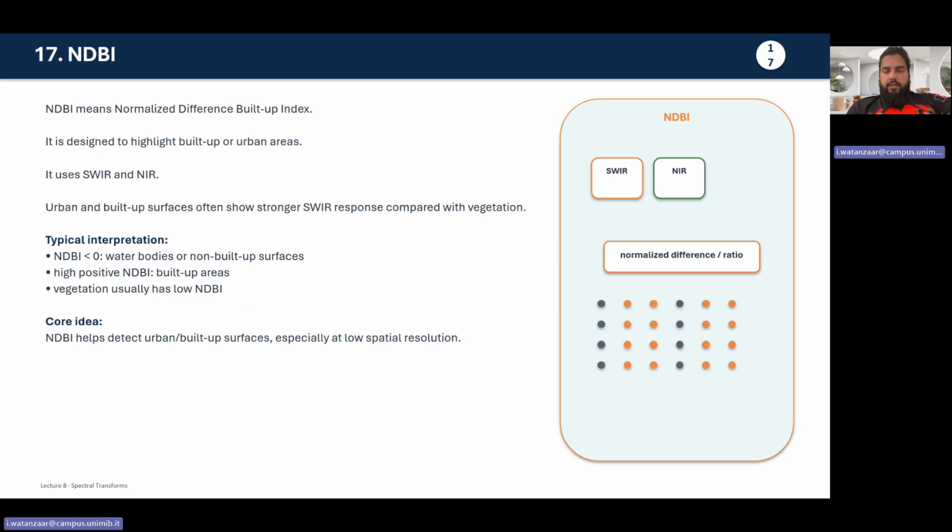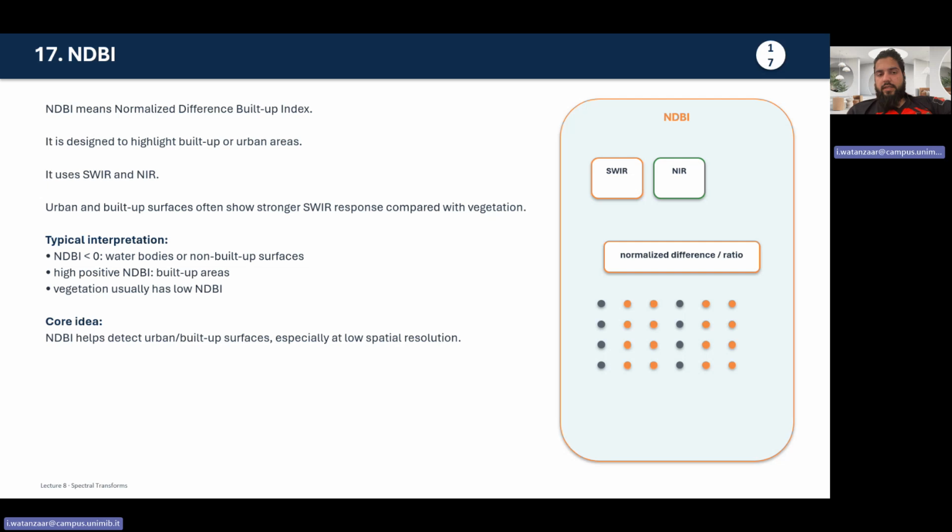This is the second last index we are discussing. It is the normalized difference built-up area index, NDBI, designed to highlight areas under construction, for urban areas. It uses shortwave infrared and near infrared both, but mostly shortwave infrared. Urban and built-up surfaces often show a stronger shortwave infrared response compared with vegetation.